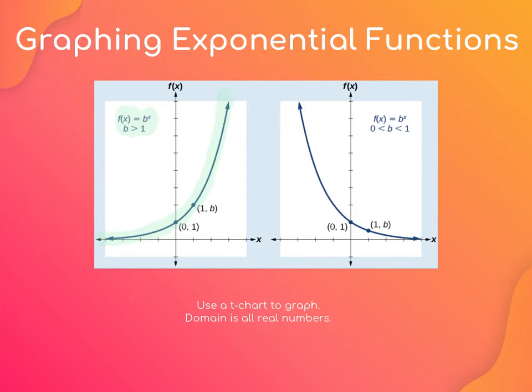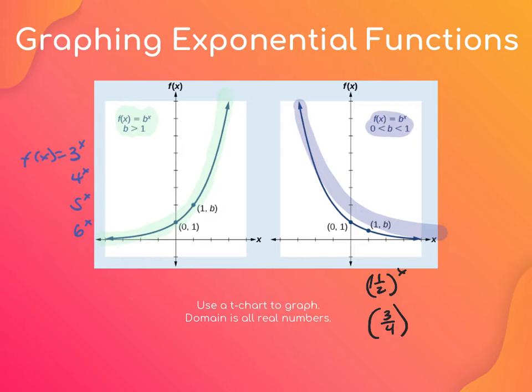So if I'm raising something like f of x equals 3 to the x, or 4 to the x, or 5 to the x, or 6 to the x, and so on and so forth, it's going to increase as you move from left to right. If the base is a fraction in between 0 and 1, then it falls as you move to the right. So it decreases. And this would be something like 1/2 to the x, or 3/4 to the x, or even a decimal, 0.5 to the x. Those are going to fall as you move from left to right.